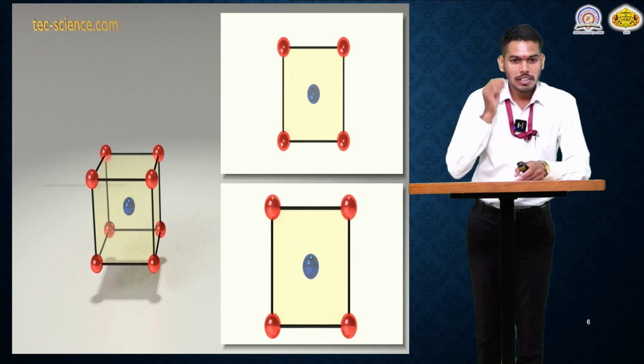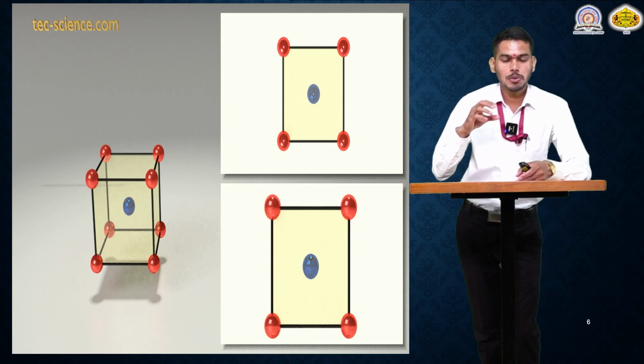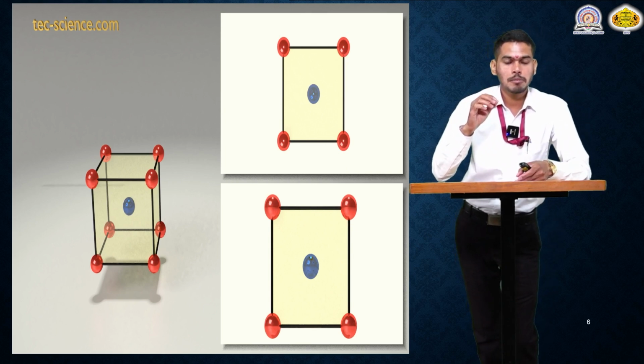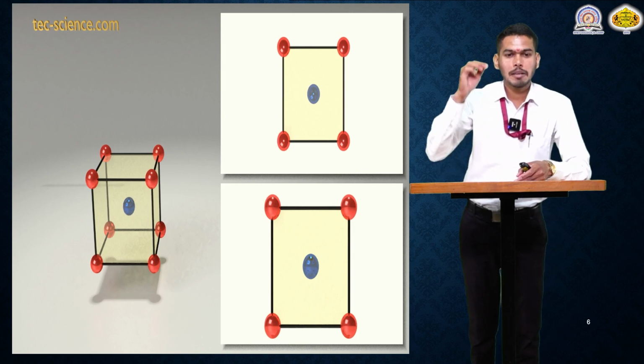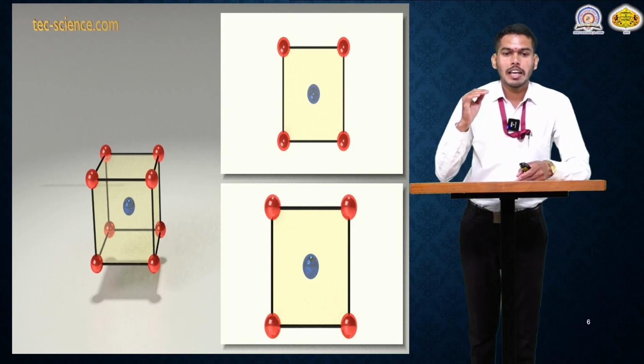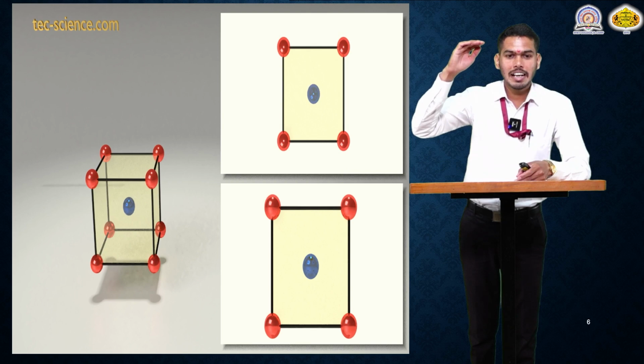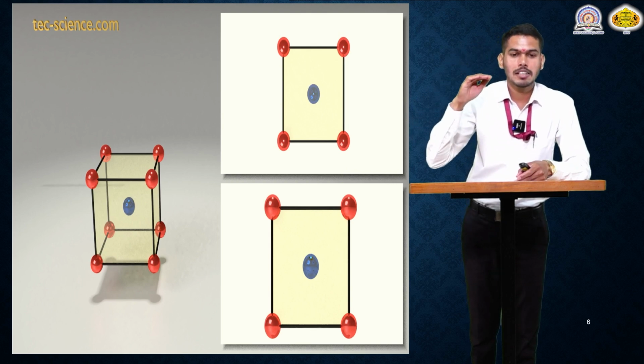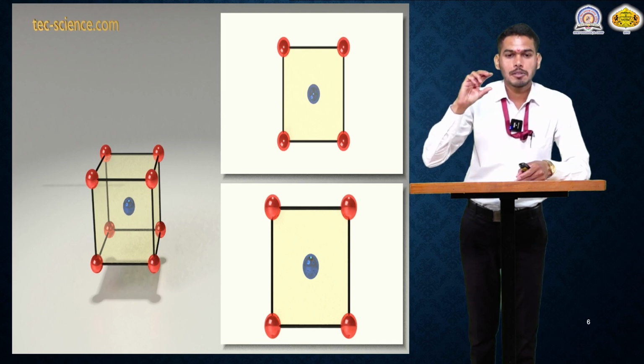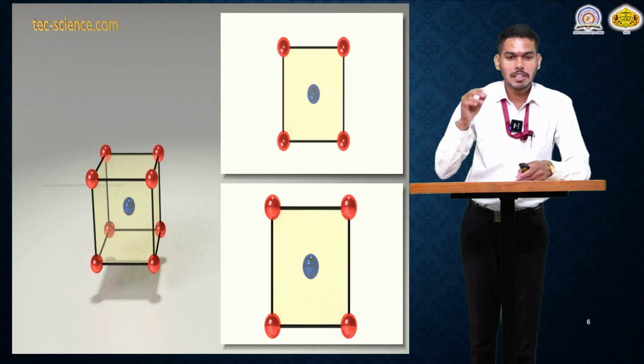In a body-centered cubic system, the arrangement of the red atom and the blue atom is an AB type of system. So there is an A atom, then a second A atom, and between A and A there is a sandwiched B atom, so they form a body-centered cubic system.